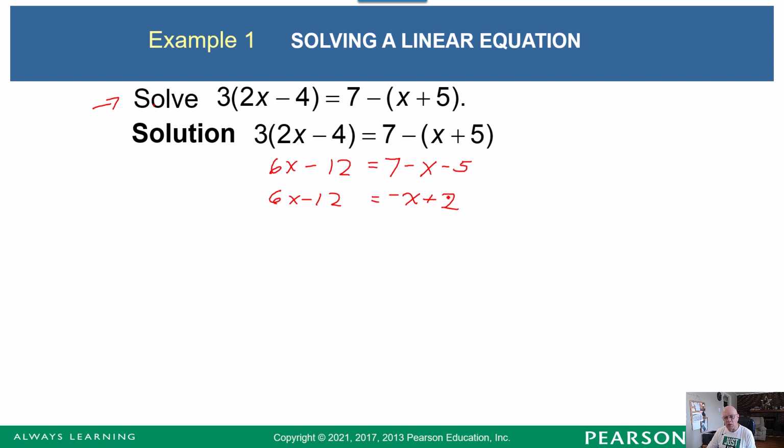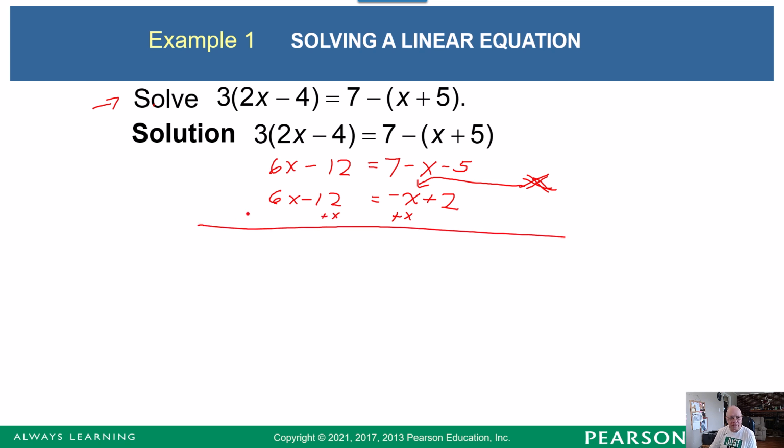The next thing we want to do is get all the x's on one side. Well, we could do it either way. My preference typically is to collect the x's on the left side. To do that, I need to get rid of this number right here. To do that, we're going to add x to both sides.